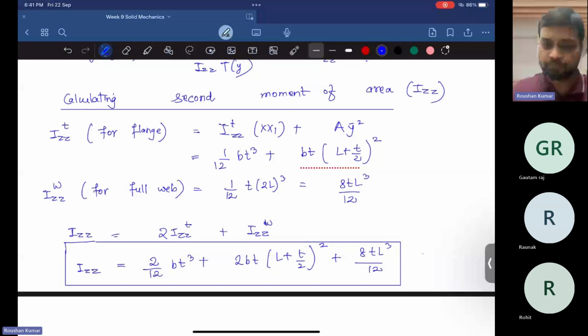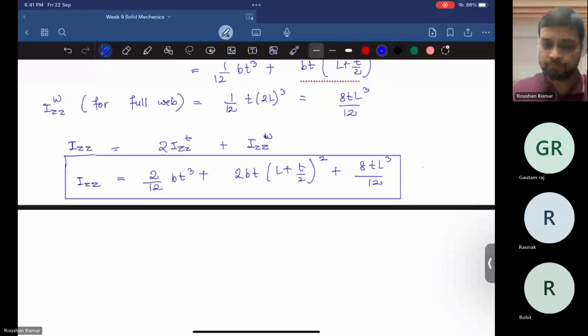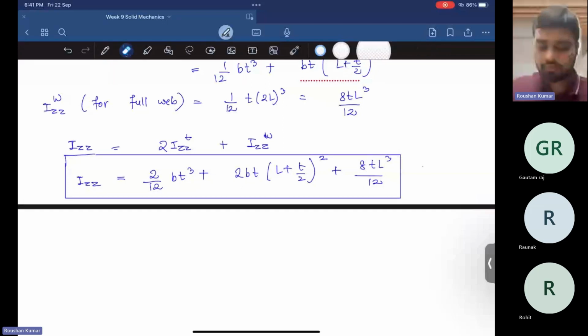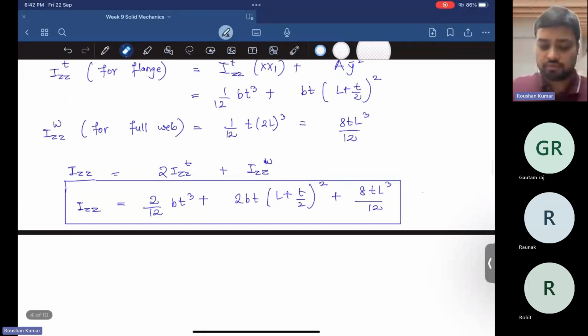So yeah, we have the final expression for the Izz, the second moment of area. Next, we have to find the first moment of area, Qy. Okay, we have to find the Qy, that is this one.